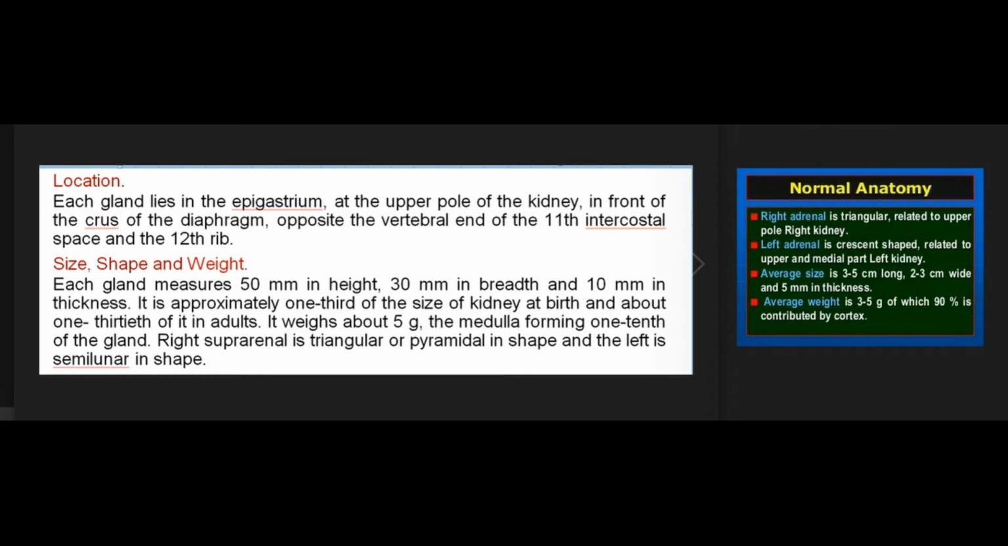Location. Each gland lies in the epigastrium, at the upper pole of the kidney, in front of the crus of the diaphragm, opposite the vertebral end of the 11th intercostal space and the 12th rib.